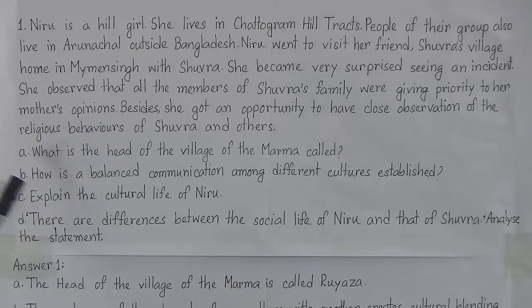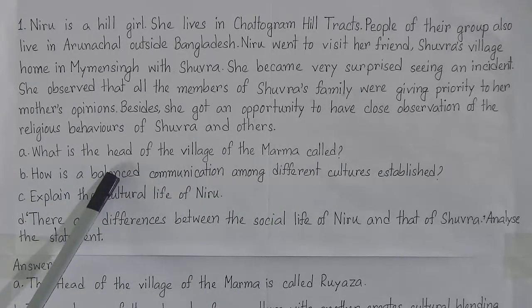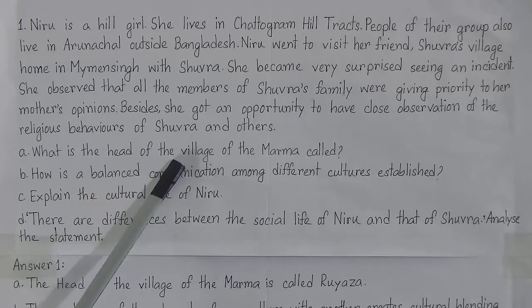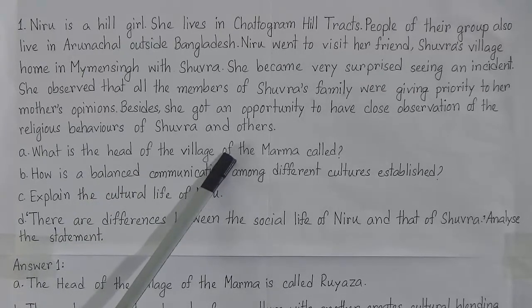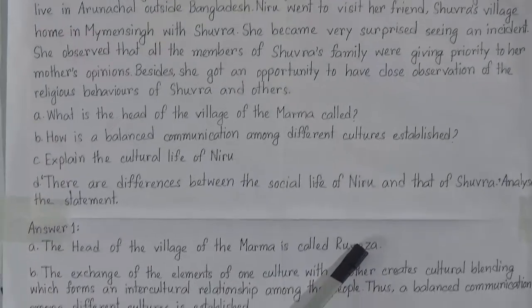And our first question is number A. What is the head of the village of the Marma called? So this is a knowledge based question. We will try to give our answer within one sentence, and you will get the answer in your book directly. Could you remember what is the head of the village of the Marma called? Yes, Ruaja. So what is our answer? Number A. The head of the village of the Marma is called Ruaja.